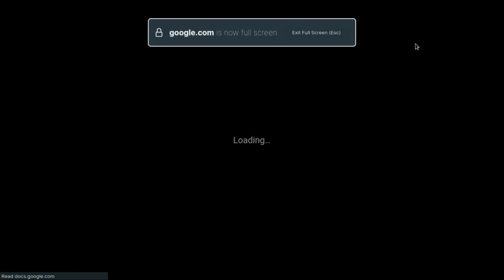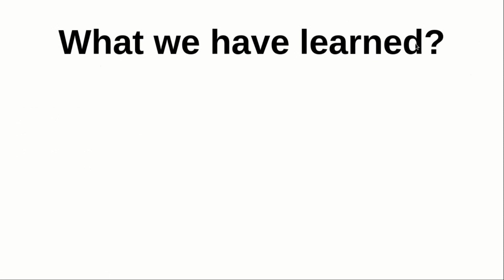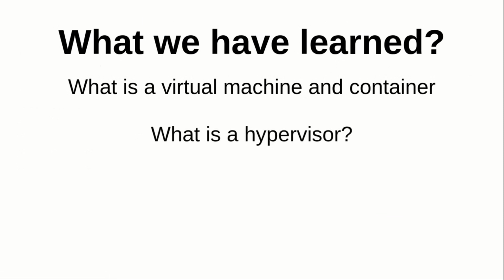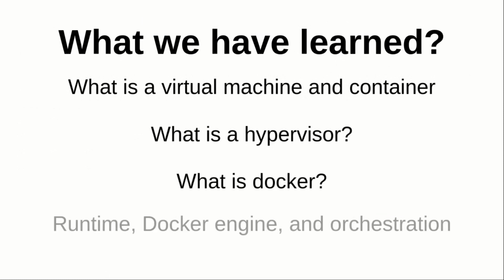And what we have learned today. So what is a virtual machine and a container? Number 1. What is a hypervisor? What is Docker? And what are the runtime, Docker engine, and orchestration? Alright, these are the things that we have discussed today.